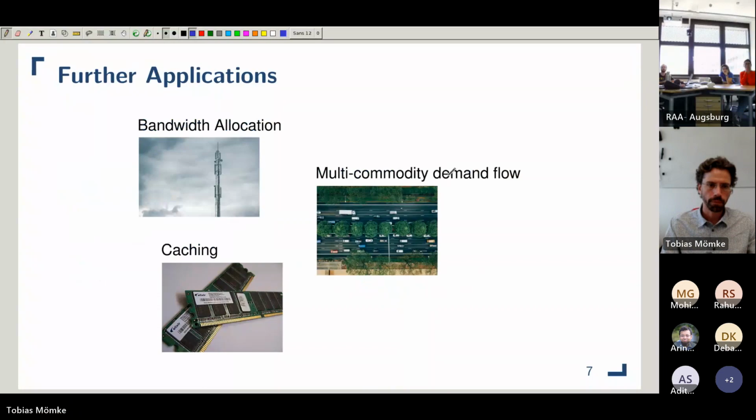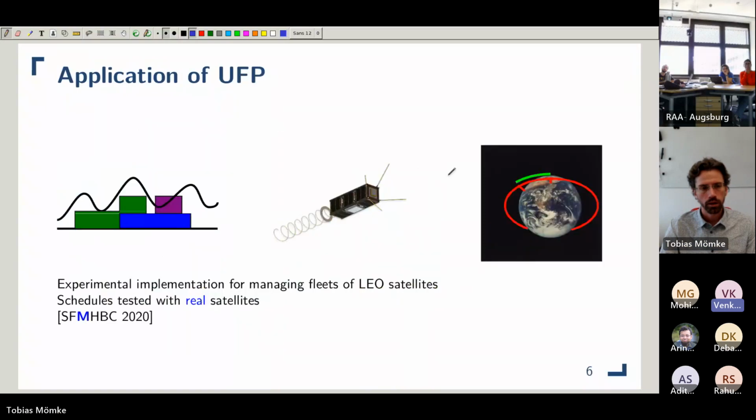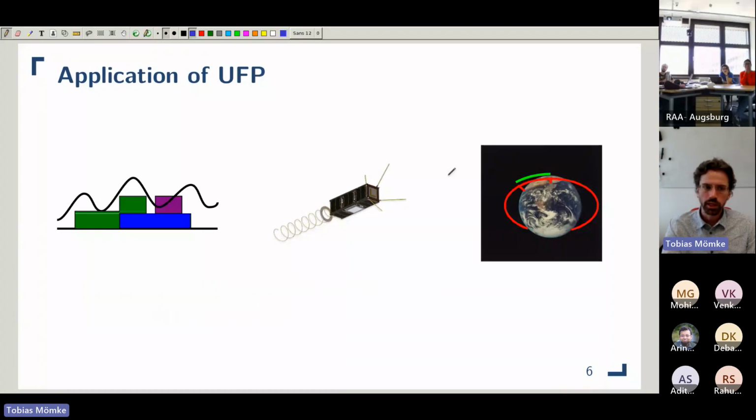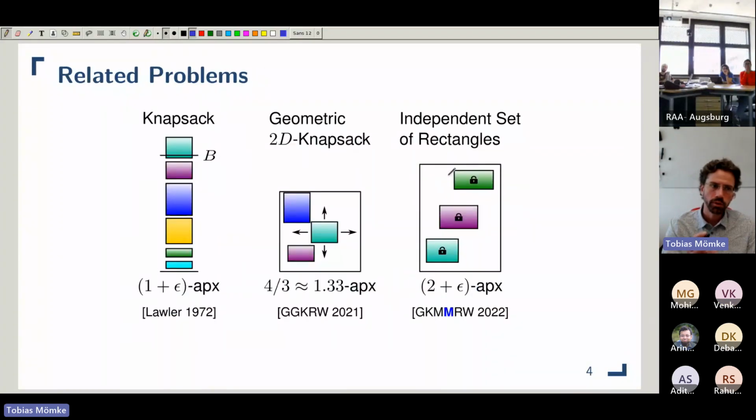So I have one question. Yes. So in the previous slide, in the UFP problem, we are not allowed to move the jobs side to side, is it? Yeah, that's right. Okay, so my question, how does 2D geometric knapsack fall under this case? Because in that problem, we are allowed to slide objects side to side, right? Yes, that was an example for a related problem, but it's of course not the same problem.